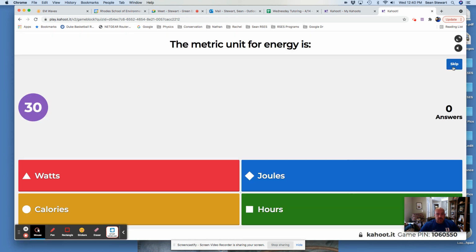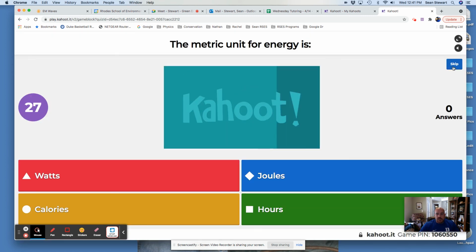The metric unit for energy. This will not be on your quiz, so I'll just tell you this one. It's joules in blue.